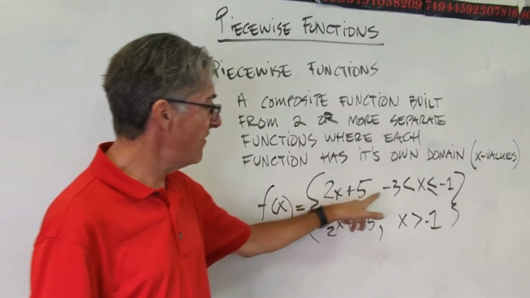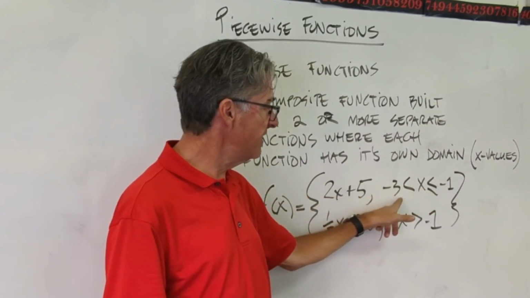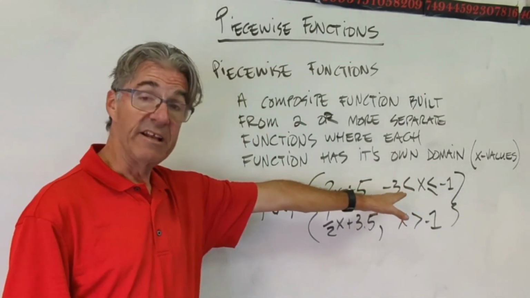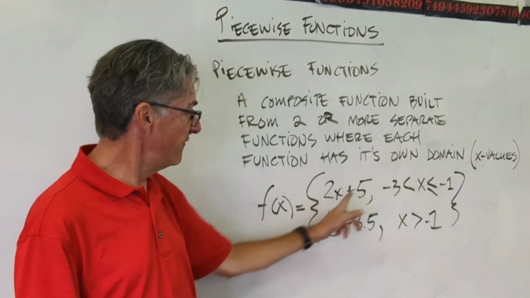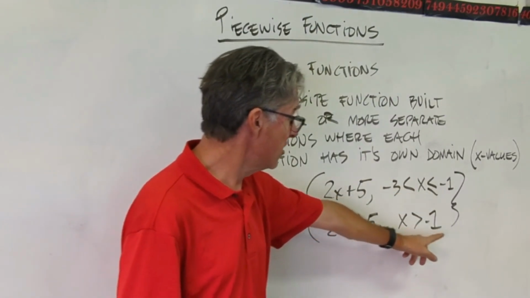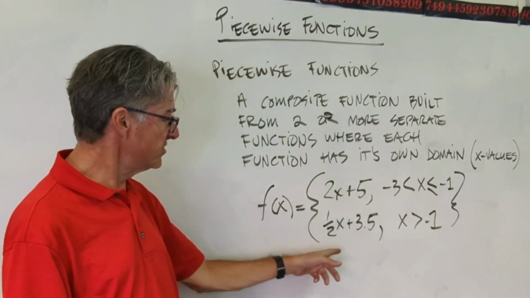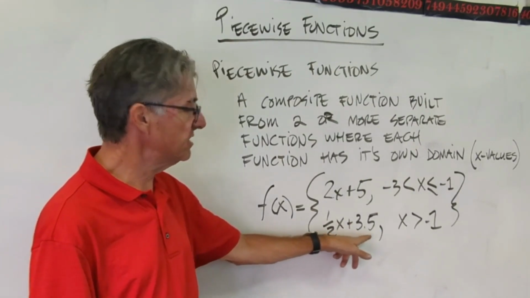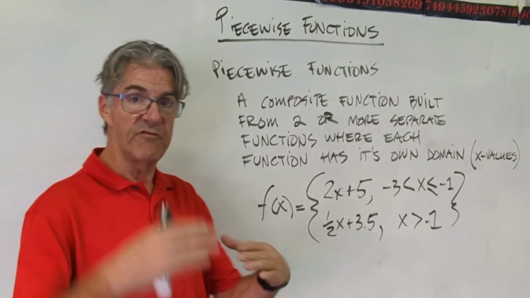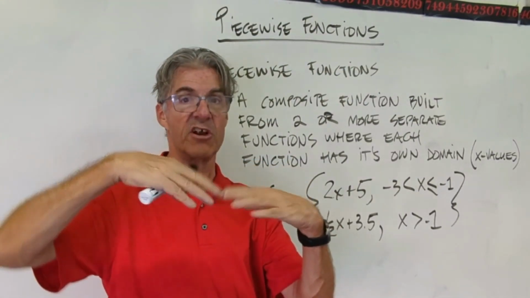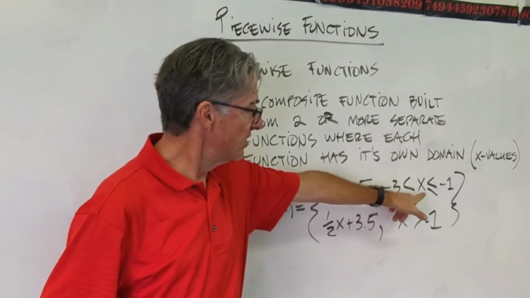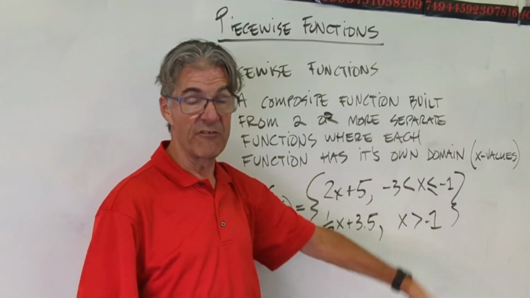So it's 2x plus 5 for x being greater than -3, but less than or equal to -1. So for that domain, for that range of values for x, the function is 2x plus 5. But as soon as x gets bigger than -1, now it's a new function. It's 1/2 x plus 3.5. So that's the idea of a piecewise function. It's two functions that are pieced together rather than combined into one. They're actually spelled out, again, for different ranges of x, different domains.